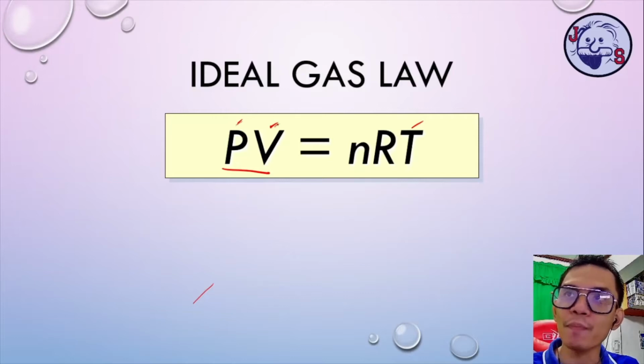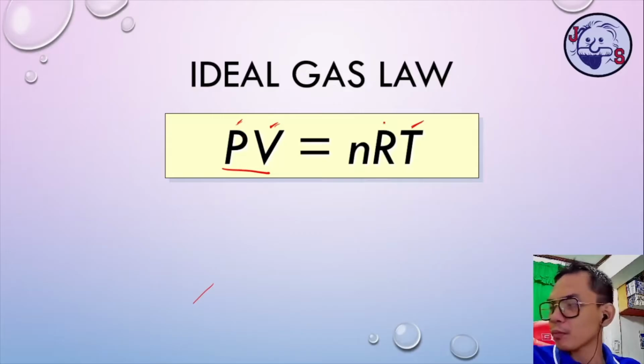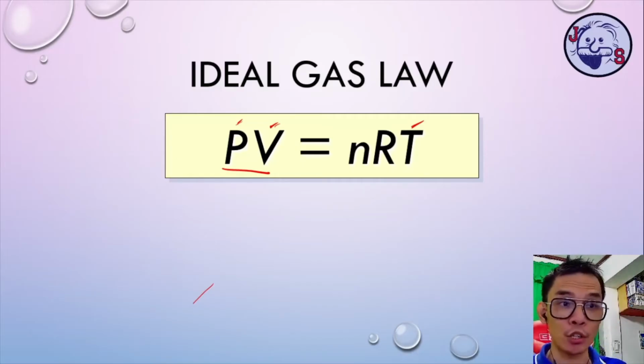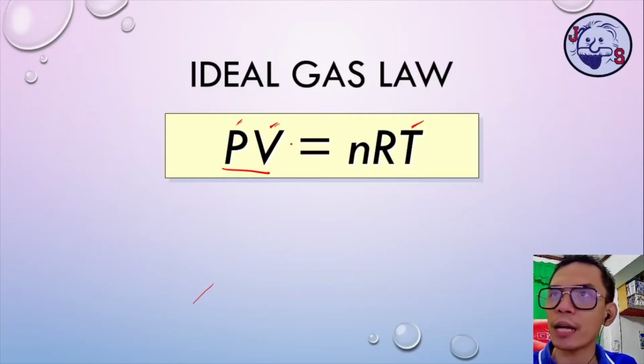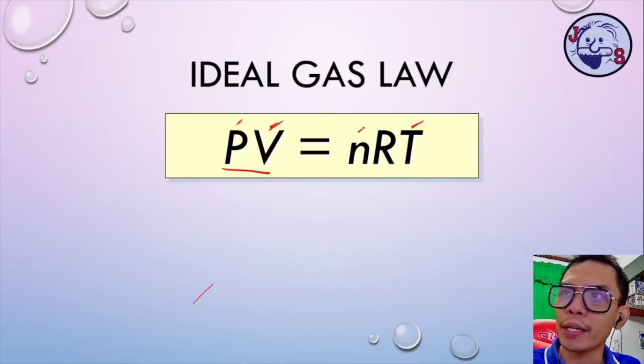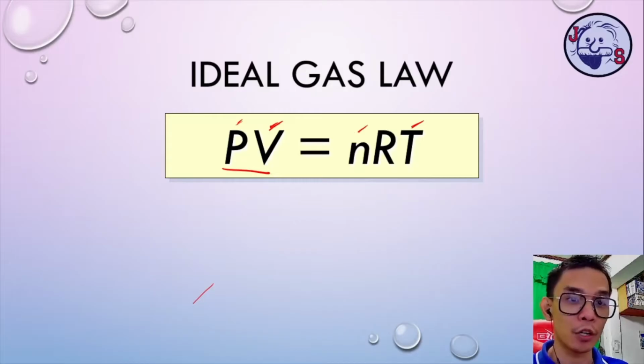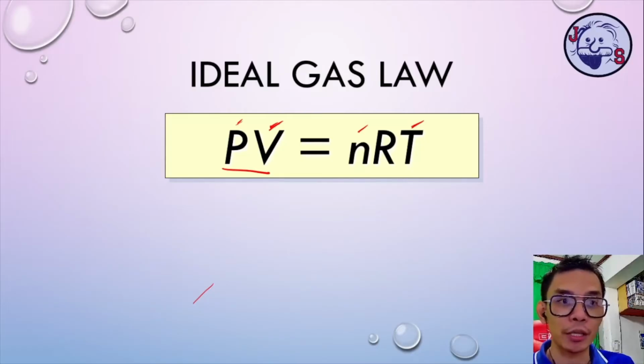We have the PV over here, and it is directly proportional to the temperature that you have right there. And finally, we have Avogadro's law, with the volume and the number of moles. Meaning to say, the ideal gas law is the complete package. It is a complete package that explains all the gas laws that we have encountered beforehand.